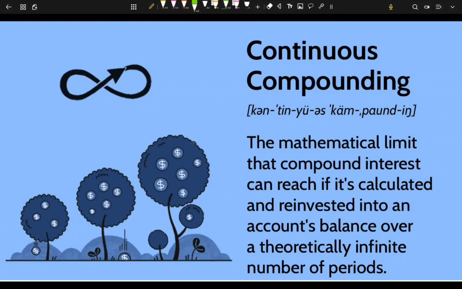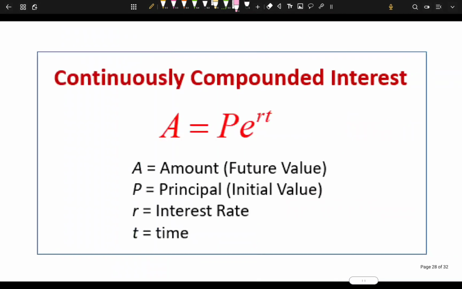Sunod natin is yung ating continuous compounding. So under po kasi ng compound interest, meron tayong continuous compounding. Na kung saan, sa continuous compounding, theoretically, infinite numbers of periods. Ibig sabihin, we are approaching yung number of times na compounded siya infinitely. So ito po ang formula natin for our continuous compound interest. So again, ginagamit po ni sir para sa future amount, that is F. So F is equal sa PERT.